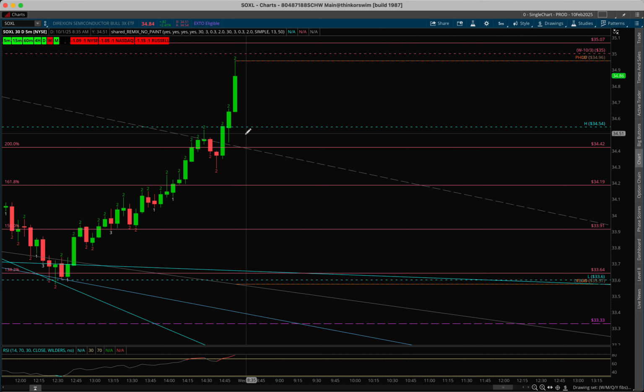But if we do open up, let's say we open up here, got an opening print at 34.24. If we get price action to the upside, say we get a little rejection here, but then we get the higher low, we want to enter calls. First targeting overnight high, second target is previous day high.